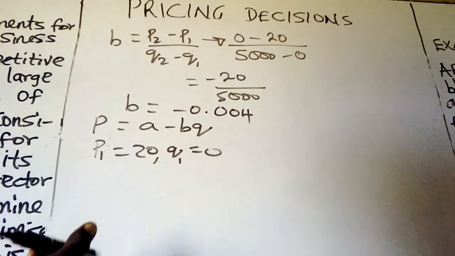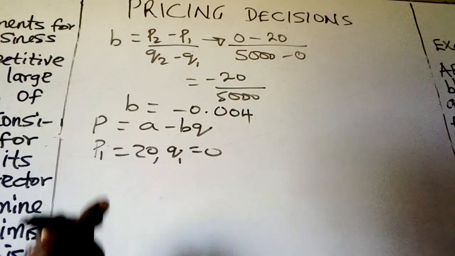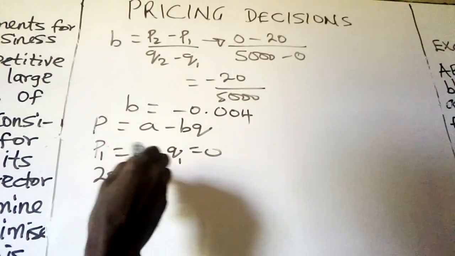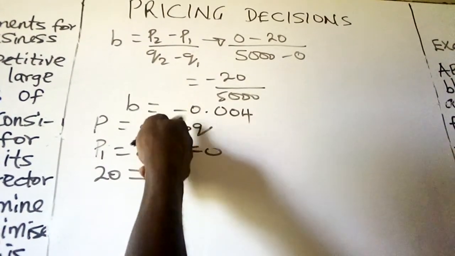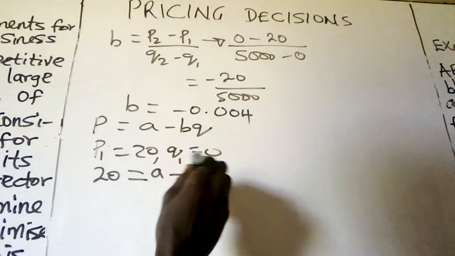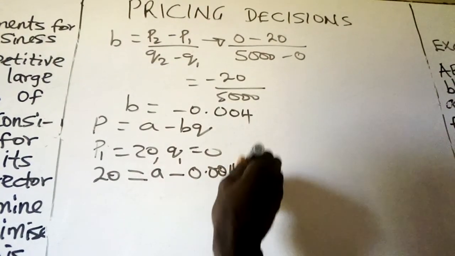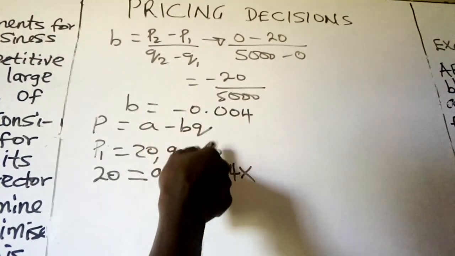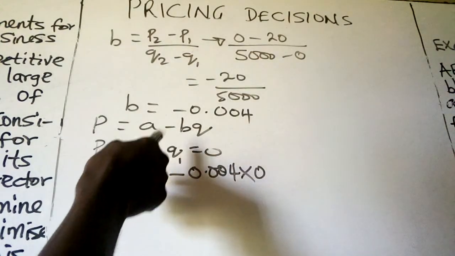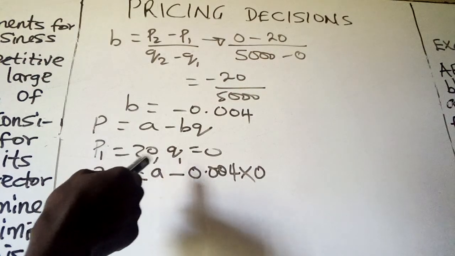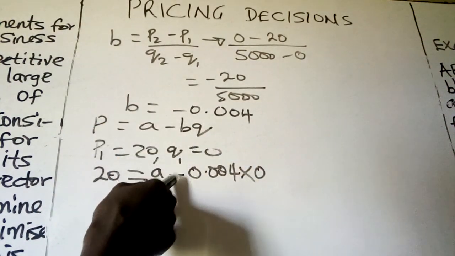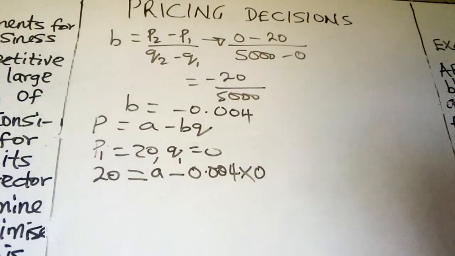If you like, you may use P2 and Q2. You will still arrive at the same result. P1 is 20. Our P, 20, equals A minus B, and our B is 0.004 times Q, and our Q is 0. I've told you that the reason why we have minus in the price function is because this value of B will be negative. So you don't need to change this to plus. You know that it is negative originally.